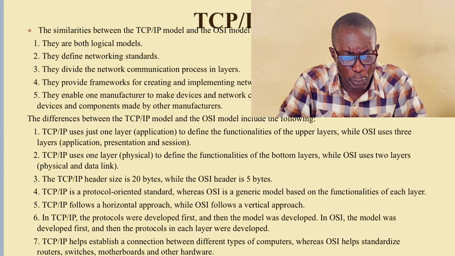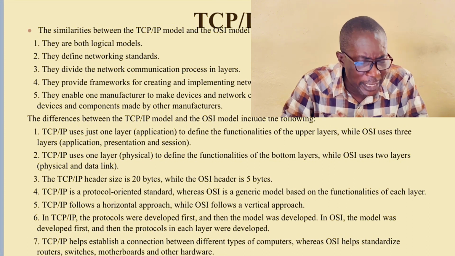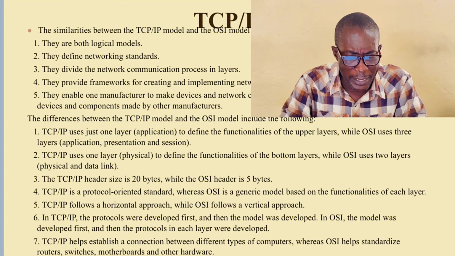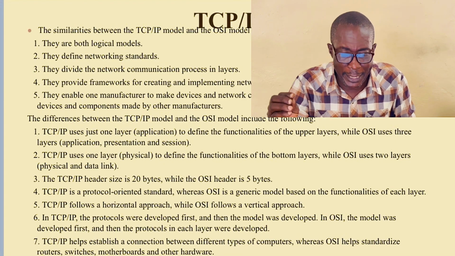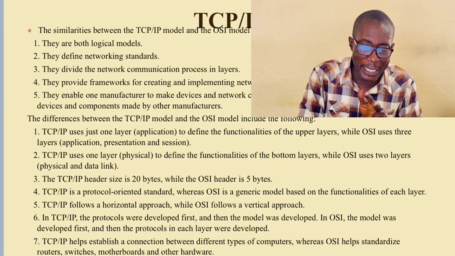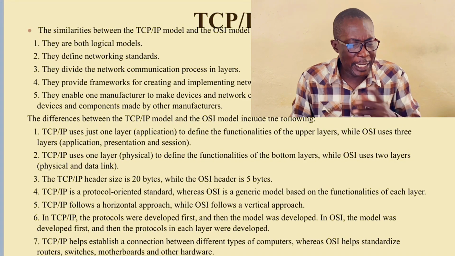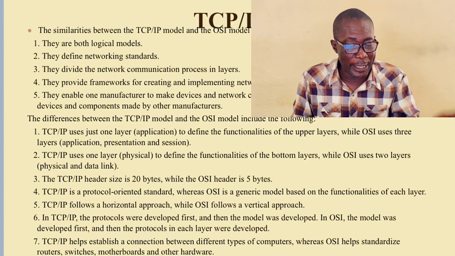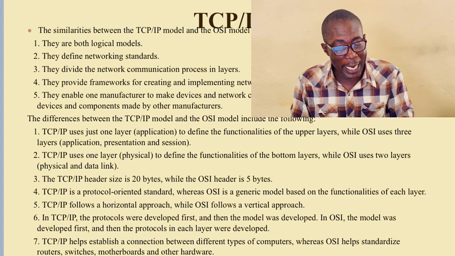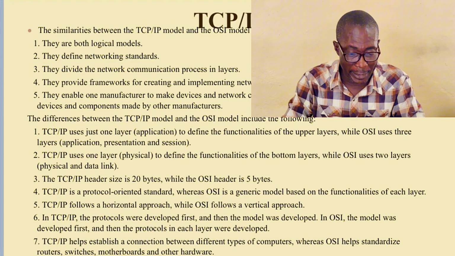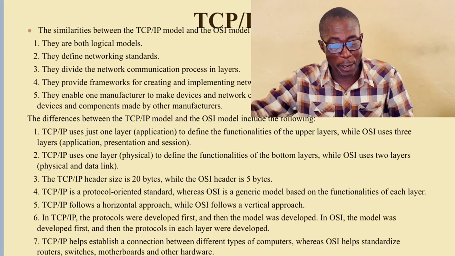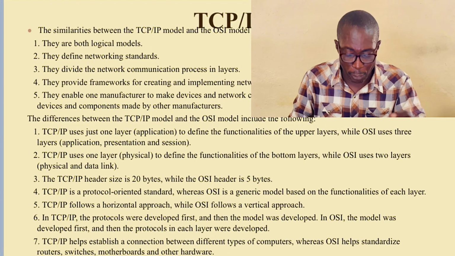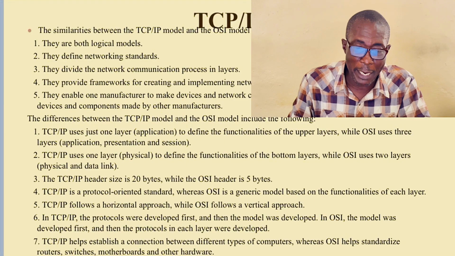Let's look at the differences between the two. TCP/IP uses just one layer to define the functionality of the upper layers, while the OSI model uses what? 3 layers: the application layer, the presentation layer, and the session layer. The TCP/IP header size is 20 bytes, while the OSI header is 5 bytes. These are some of the differences. TCP/IP follows a horizontal approach, while the OSI model follows a vertical approach. So these are some of the differences that we can mention.